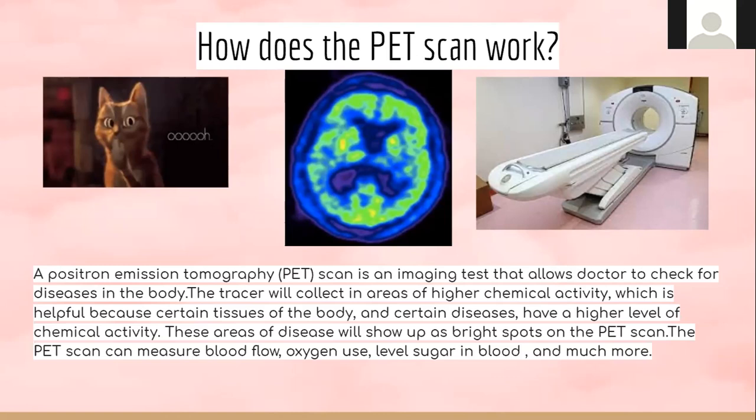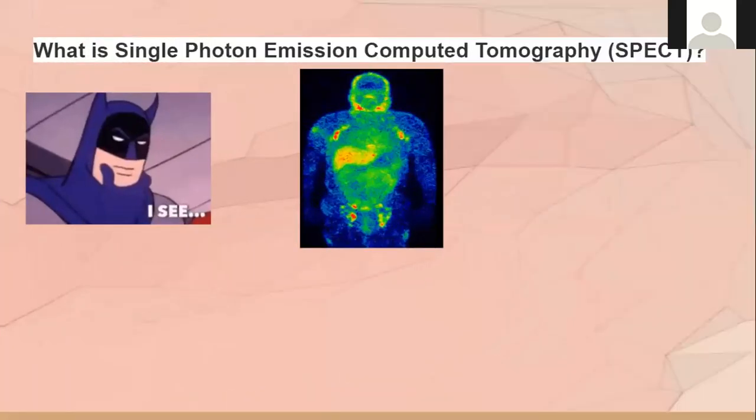And this mostly will detect areas of higher chemical activity, which is helpful because certain tissues and diseases have a high level of chemical activity. This area of disease will show up as a bright spot on the PET scan. A PET scan can measure blood flow, oxygen use, sugar level, and much more. Second, the SPECT scan, which is single photon emission computed tomography.